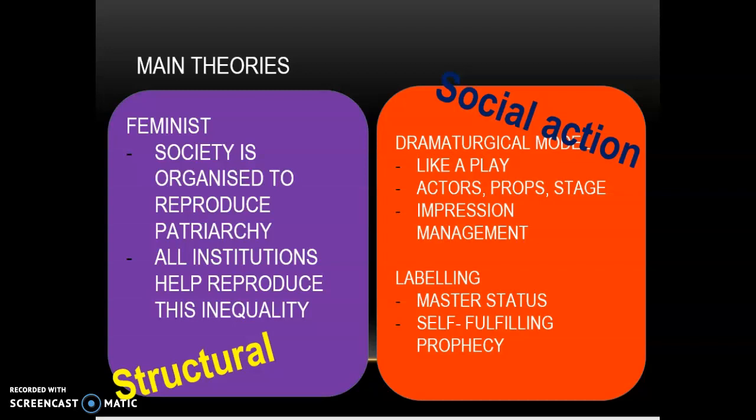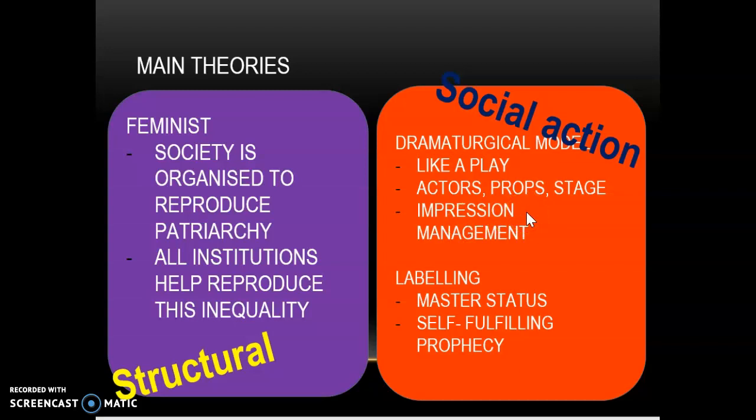As we move into the 20th century, we start to see further structural and social action theories being developed. We've got feminist theories. They're looking at how society is structured to benefit patriarchy. So we look at the different institutions and how they are all reinforcing this ideology, this misogyny, these patriarchal ideas. Now remember, there is some AO3 here because there are different types of feminists, and some of these do look at the female experience using methods that we would normally associate with social action theories or interpretivist methods.